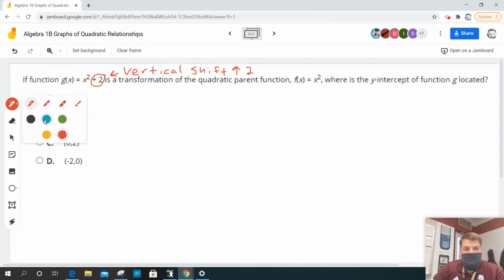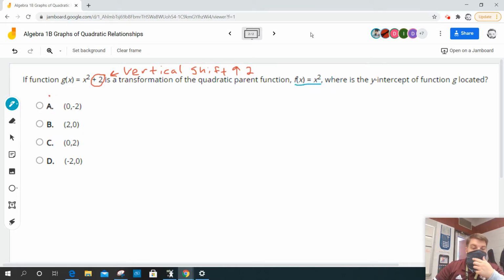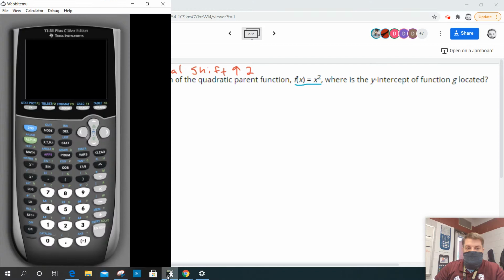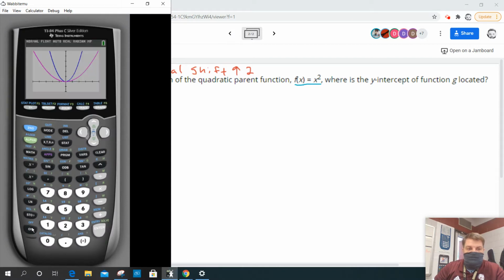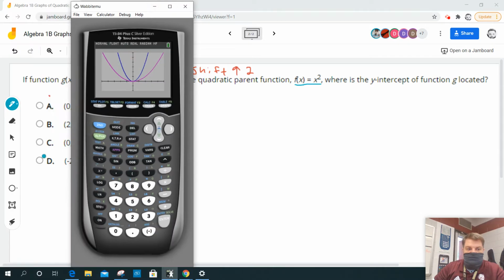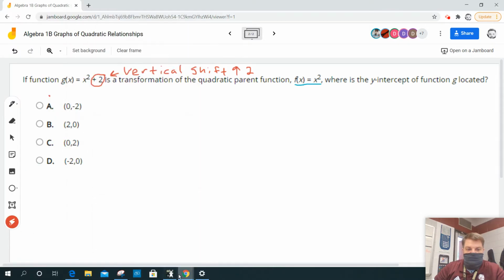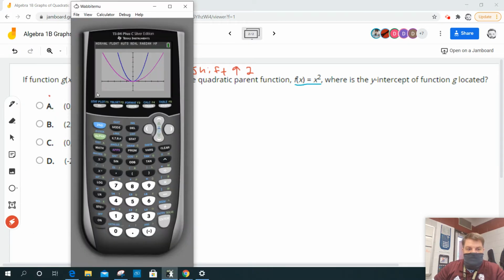Right? But we got to know what the parent function is. So the parent function is x squared. So I'm going to double check this on my calculator. And they just want to know where it crosses the y-axis. So I'm going to take my calculator. I'm going to go and hit y equals. So the y equals button is right here.